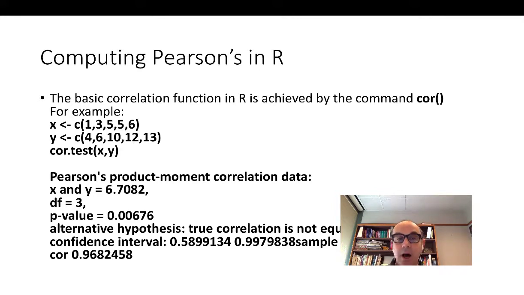Computing Pearson's r in R, in comparison to any other platform such as Excel or SPSS, look how it is. The command in R is called cor. What we do is create two containers, x and y, and in the third line we write cor.test x and y, which will give us in the end the Pearson product moment correlation value.